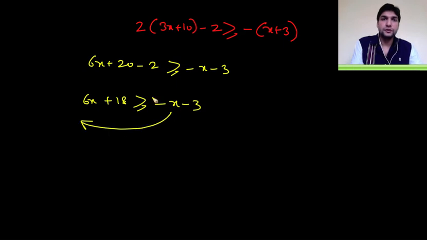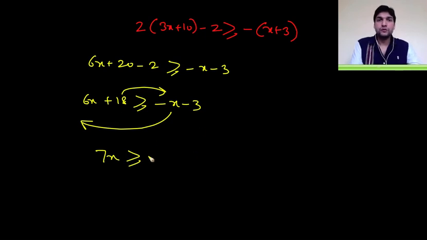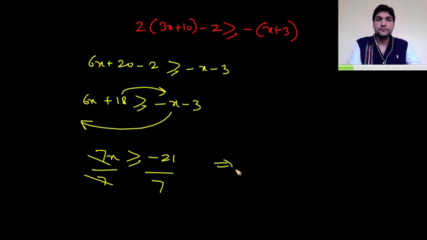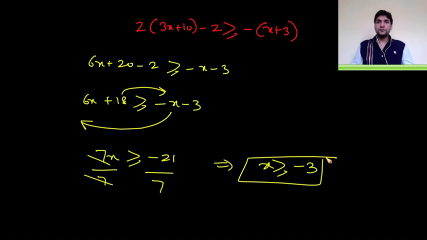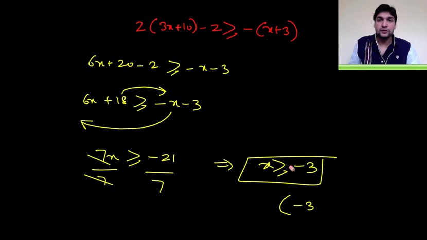Move this minus x here and move this 18 here. So 6x plus x will become 7x, is greater than or equal to minus 18 minus 3, which will be minus 21. Divide both sides with 7. The inequality won't change because you are dividing with a positive number. So this 7 and this 7 will cancel up, and x will become greater than or equal to minus 3. And you can graph it on a number line if you wish to. x will take values from minus 3. Now this sign, see here, this is also greater than or equal to. So I should have a square bracket here. Minus 3 to plus infinity.